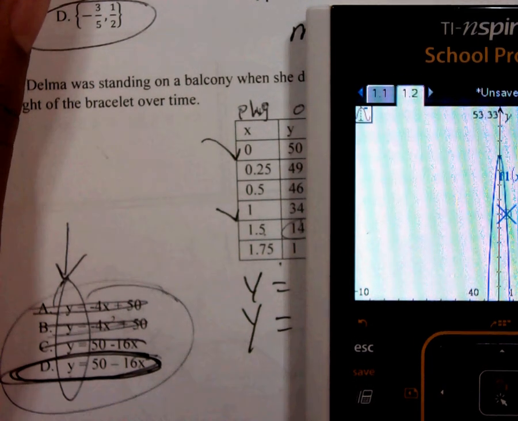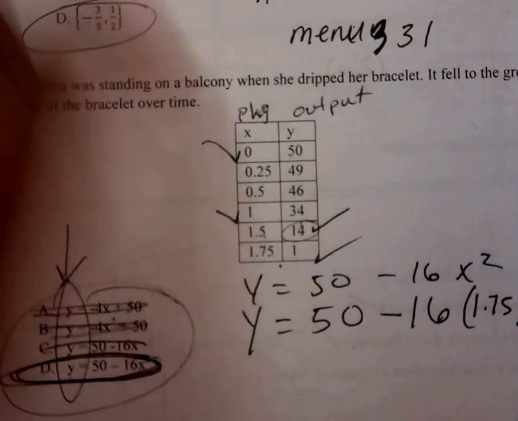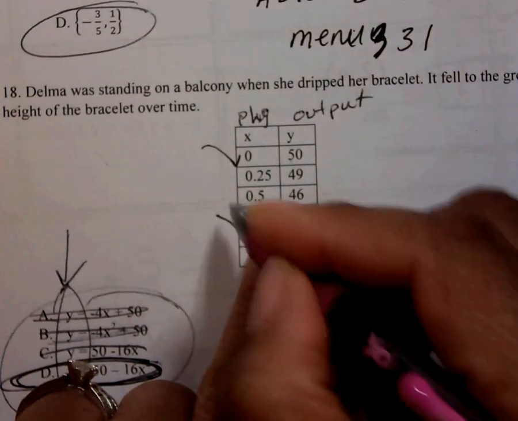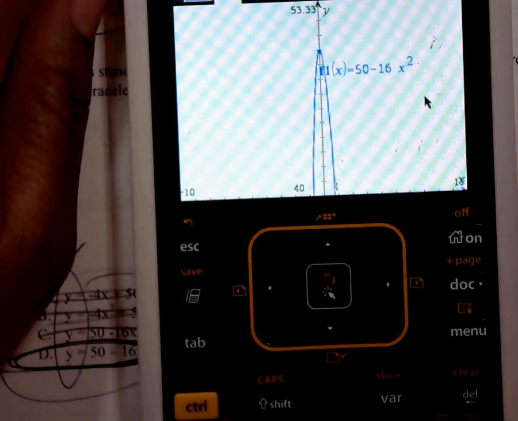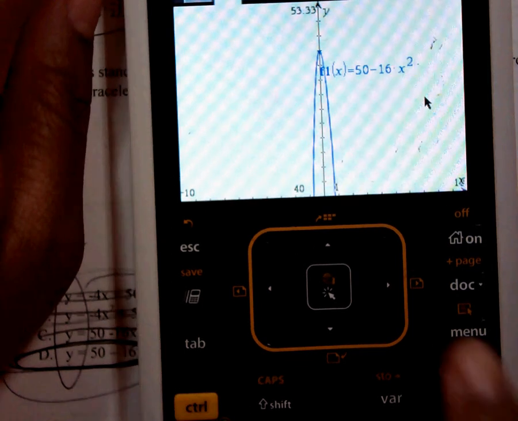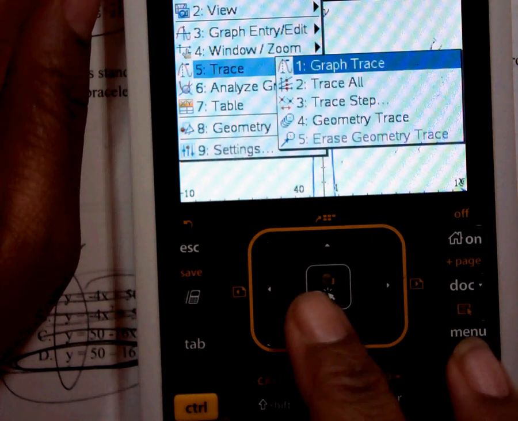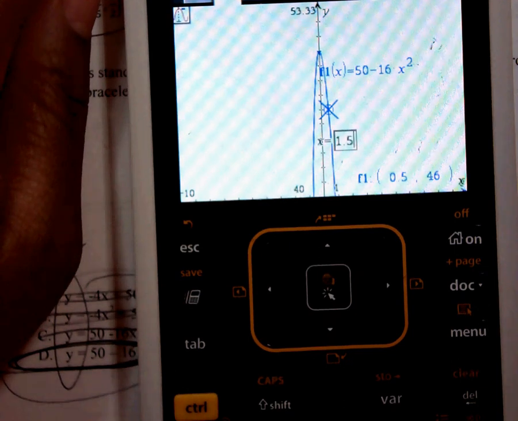It says at 0.5, it's supposed to be 46. At 0.5, oh, well that worked out. Let's try 1.5, see what happens. Just type 1.5, and what do you get? Menu, trace, graph trace, type 1.5.